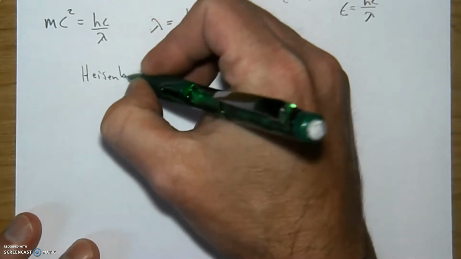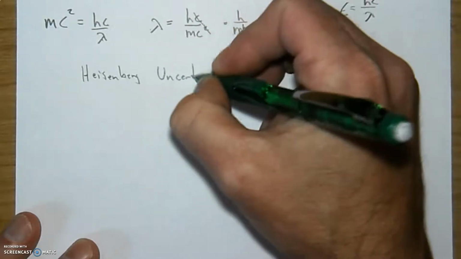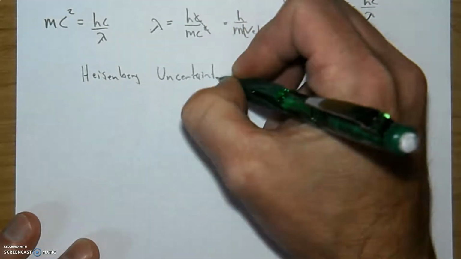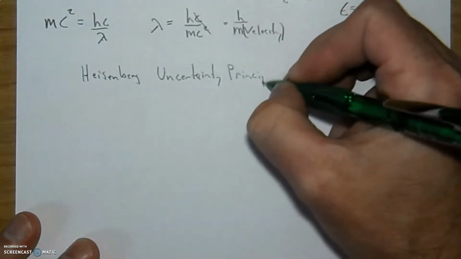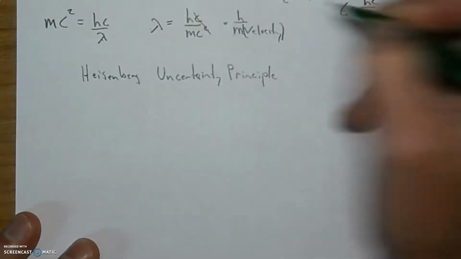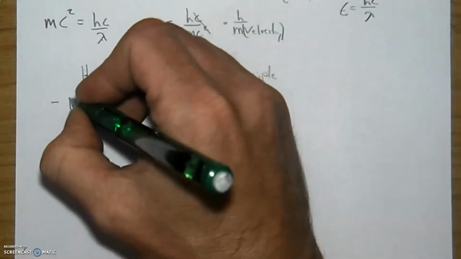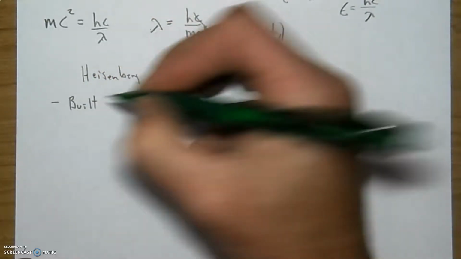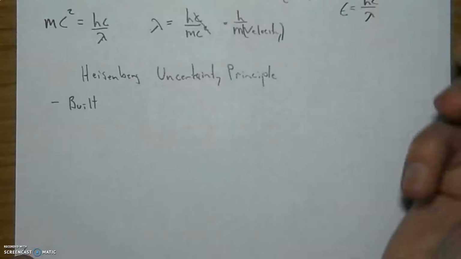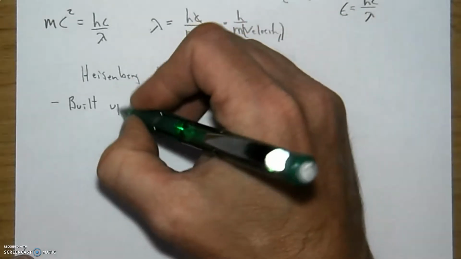Heisenberg, uncertainty principle. And we'll build it up. Okay, starting off. What he did is he took a lot of the things that were mentioned previously, specifically like de Broglie, and he built upon it.